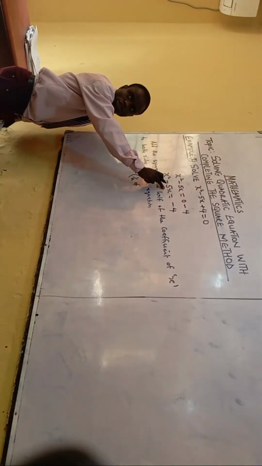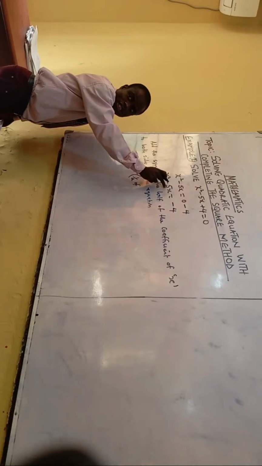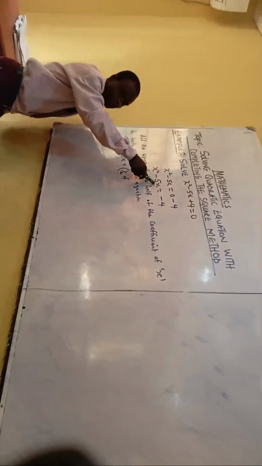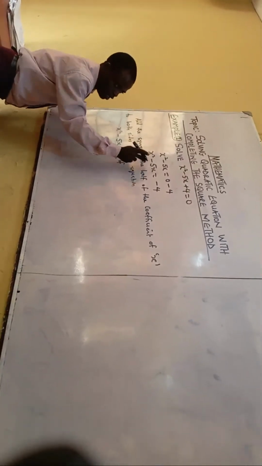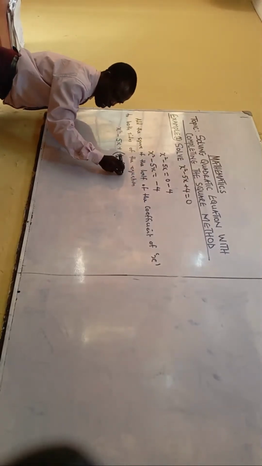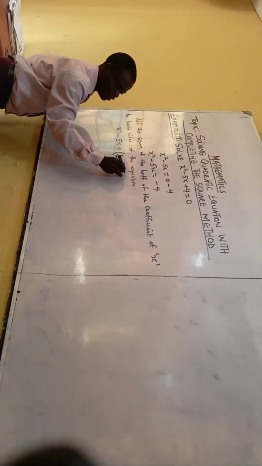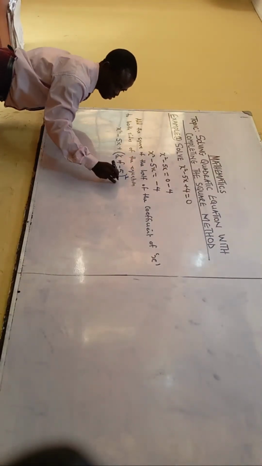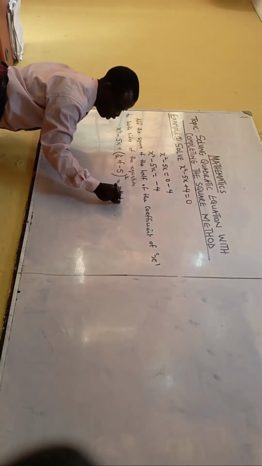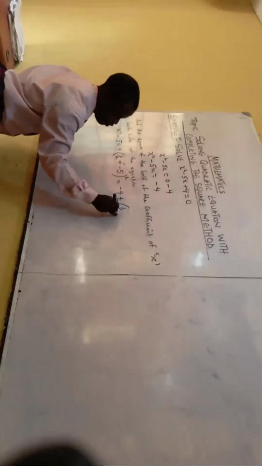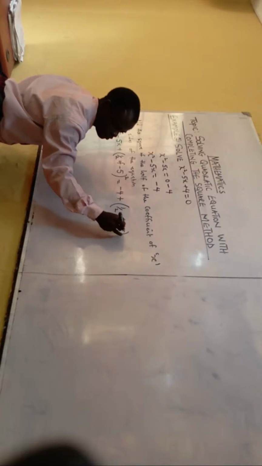Come here and look at what is here. Half of the coefficient. What do we mean by coefficient? What is standing close to that x? Good. The value, which is minus 5. Some students will pick 5. They will forget that there is a negative here. Minus 5, square it, equals minus 4 plus half of minus 5, squared.